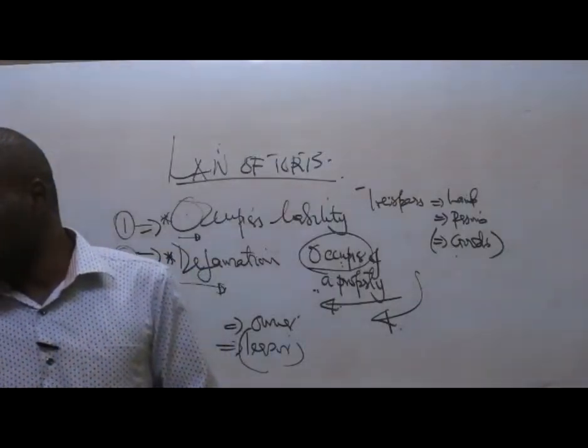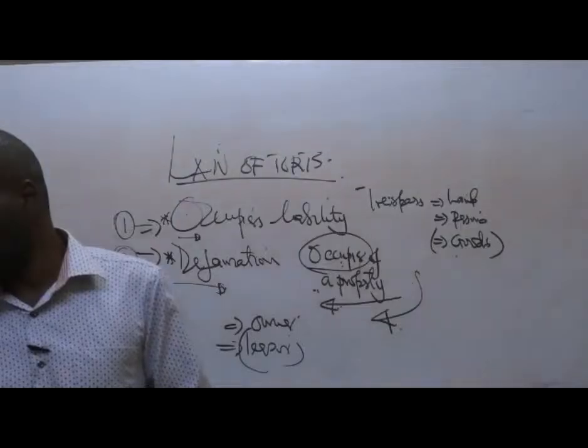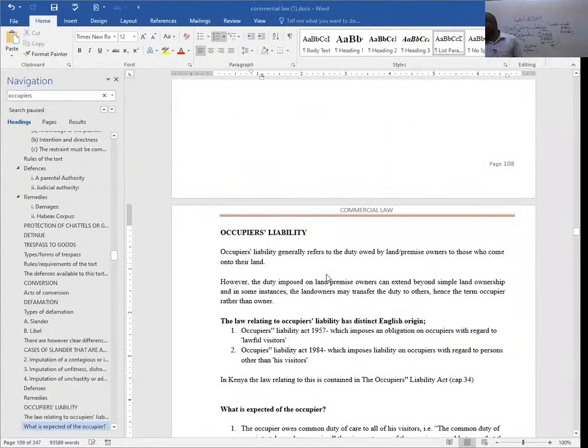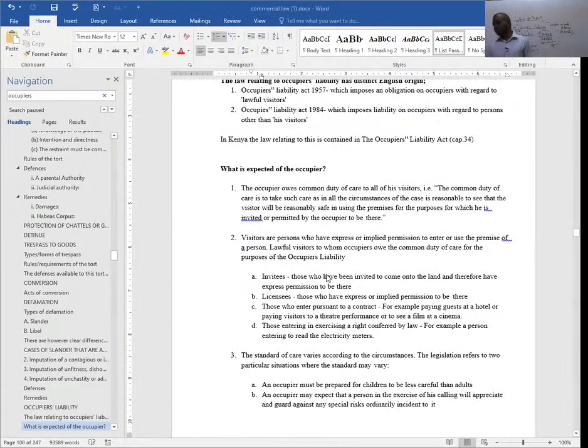So in short, let me just share. Occupiers liability generally refers to the duty owed by land or premise owners to those who come onto their land. That duty is expected of a person occupying land or a particular premise. So what is expected of these persons? What are the expectations?